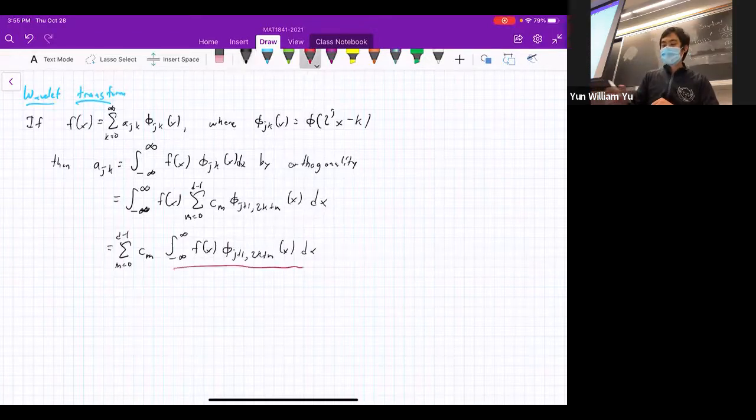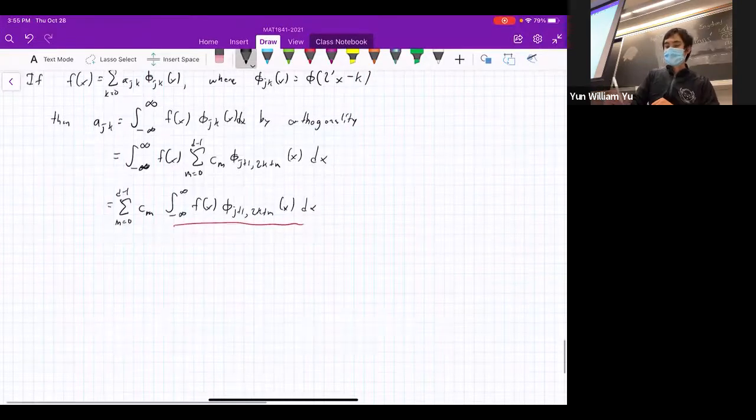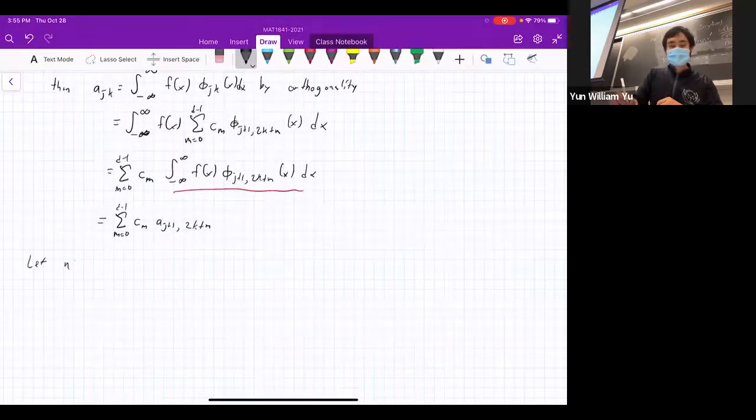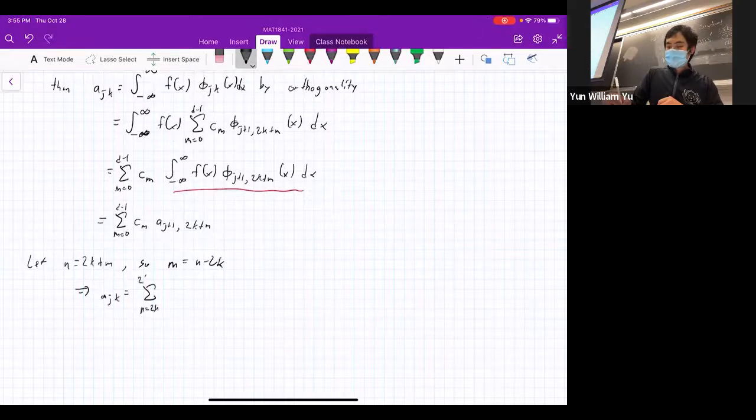But what are these again? Exactly. Yeah, they're the coefficients at the higher resolution. So this is just equal to the sum from m equals 0 to d minus 1 of c_m times a_{j+1, 2k+m}. Okay, and you can rewrite this into slightly nicer forms if you want. So let n be equal to 2k plus m. Then m is equal to n minus 2k, which implies that a sub jk is equal to the sum over n from 2k to 2k plus d minus 1 of c_{n-2k} times a_{j+1, n}.